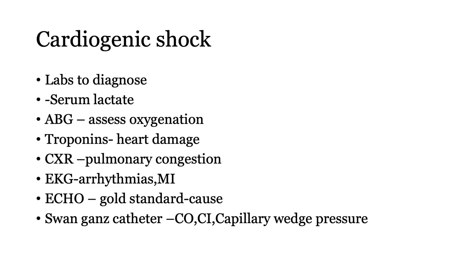What labs can we do to diagnose cardiogenic shock? So again, we have our serum lactate, which will be elevated. Our arterial blood gases, we do them to assess oxygenation. Troponins will show heart damage. They will be elevated. A chest x-ray will show pulmonary congestion. An EKG will show arrhythmias, or we could see signs of MI. And an echocardiogram is the gold standard because it can show the cause of the cardiogenic shock. So we can also do a Swan-Ganz catheter placement. This one can be used to show the cardiac output, the contractility of the heart, and the capillary wedge pressure.